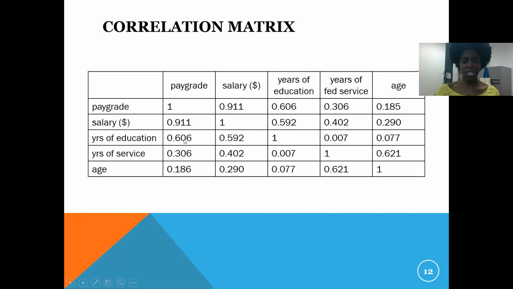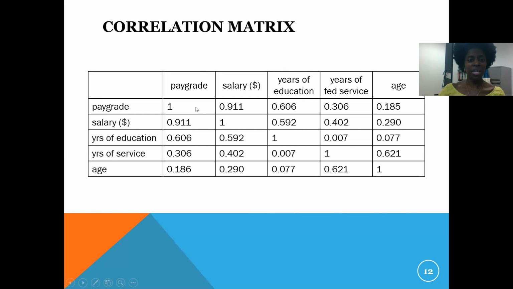0.606, education's relationship with pay grade. Let's see, education, relationship with pay grade, we see again 0.606. Okay? So now we know that these are all variables. All these numbers are correlation coefficients, right? And what are these ones, though? Goodness, what does this one mean besides just a demarcation of the mirror image, right?